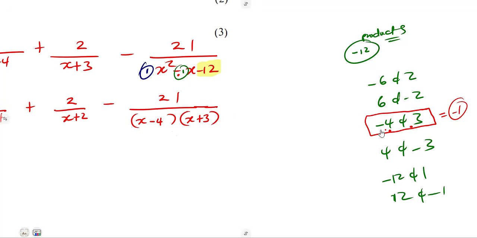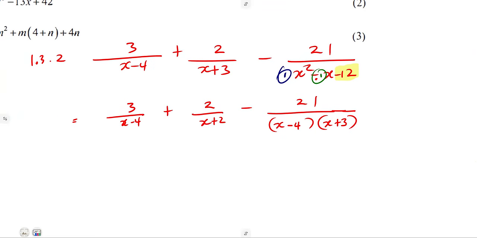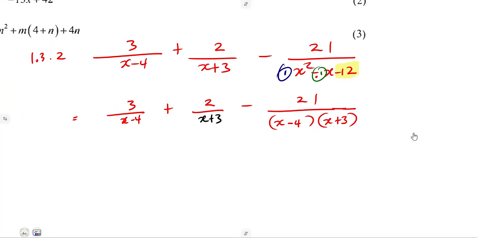All right, this is positive 3 here, positive 3. So this is supposed to be positive 3 here. All right, so that's a positive 3 there. So let's correct that. Okay, so this is what we have.